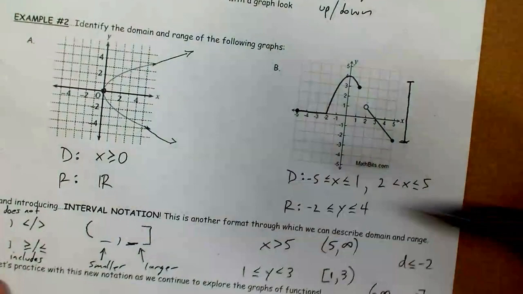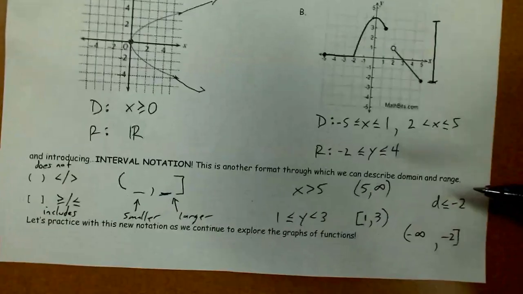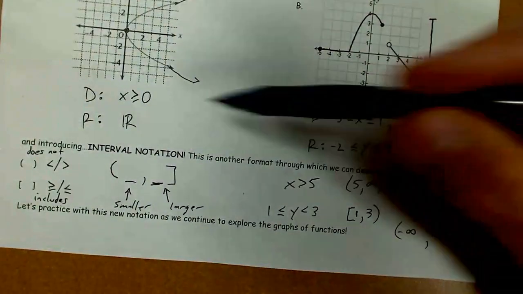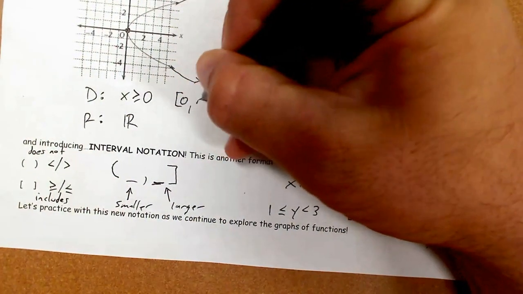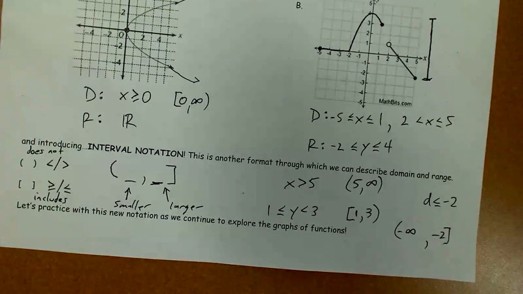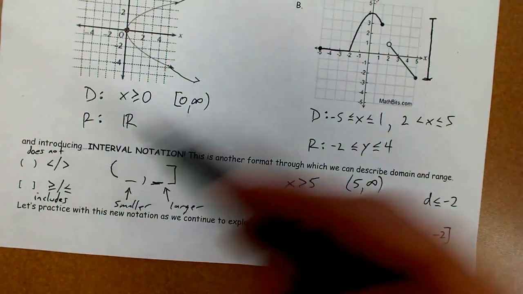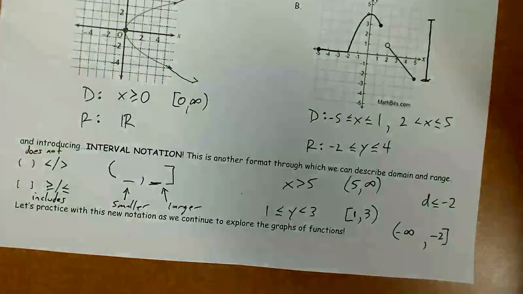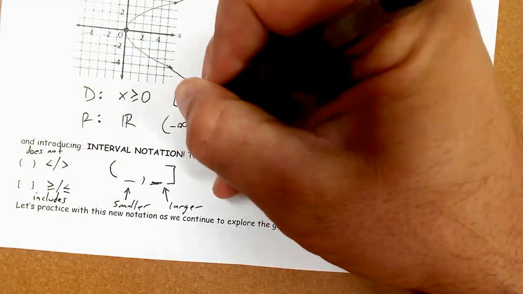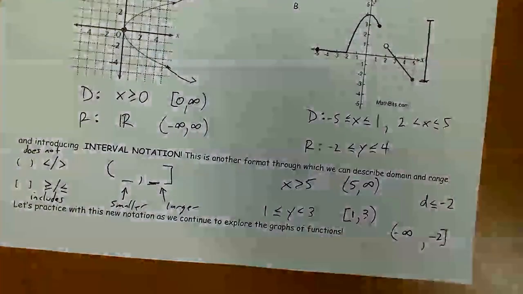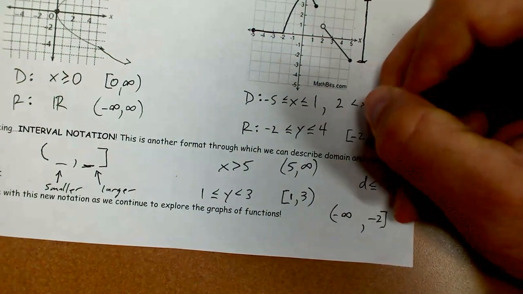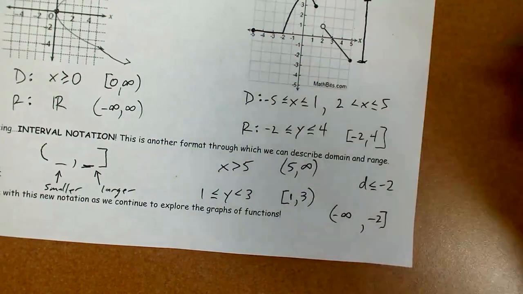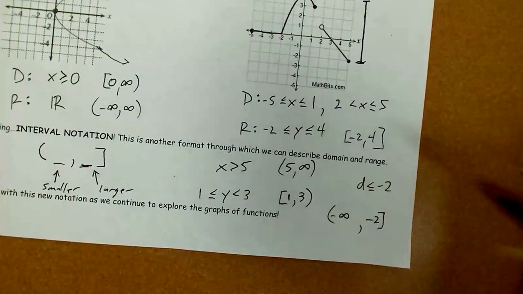So let's convert all these top ones into interval notation. Your domain here, x is greater than or equal to 0 would just be bracket 0, comma, infinity. All real numbers written in interval notation means anything from negative infinity to positive infinity. The range over here, -2, comma 4, both with brackets because they're both included.